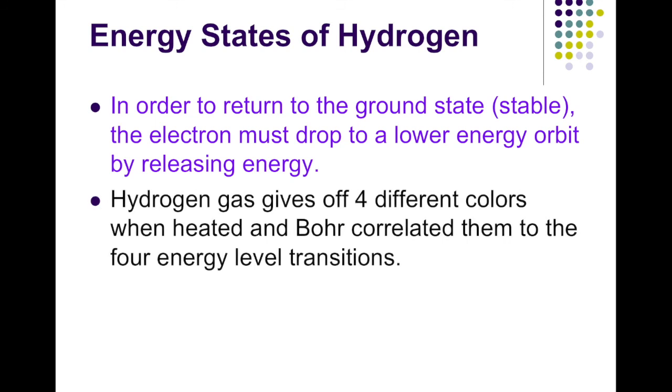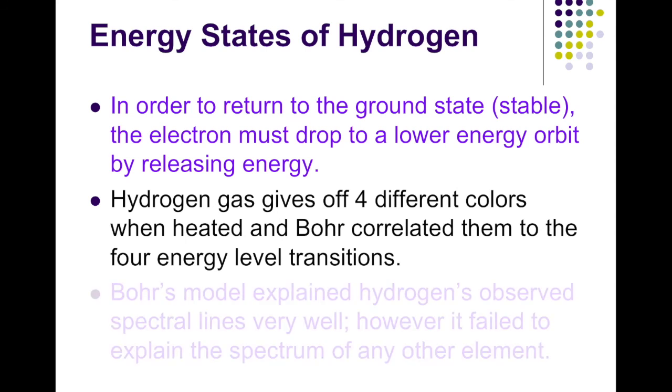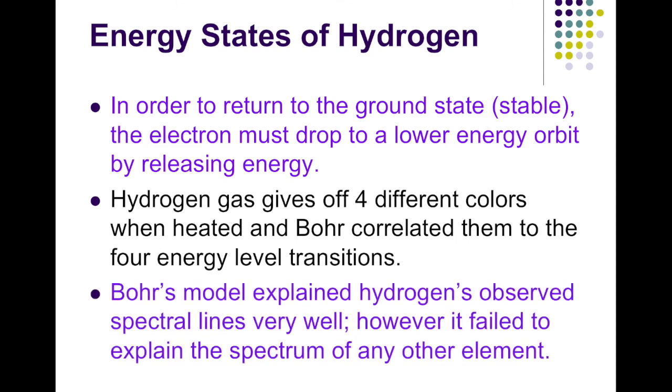So hydrogen gives us 4 different colors when heated, and Bohr correlated them to 4 different energy level transitions. It's kind of what we had seen with each of the different elements, even though we only saw one color. And Bohr's model explained hydrogen's observed spectral lines very well. However, it failed to explain the spectrum of any other element. For some elements, the spectra are so much more diverse compared to what it is for, let's say, hydrogen itself.